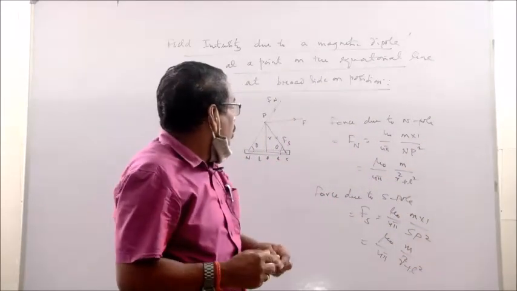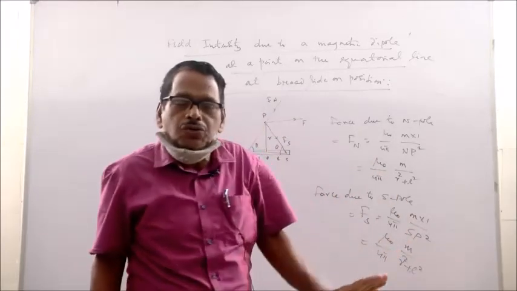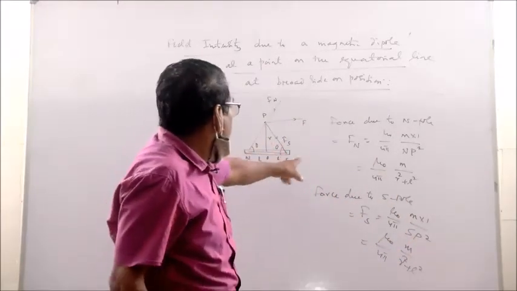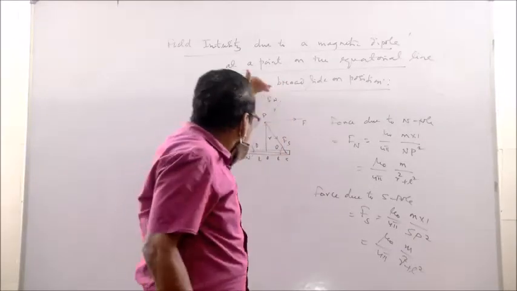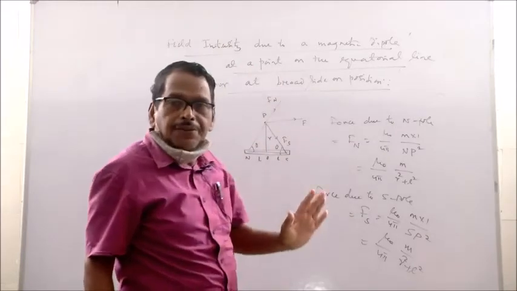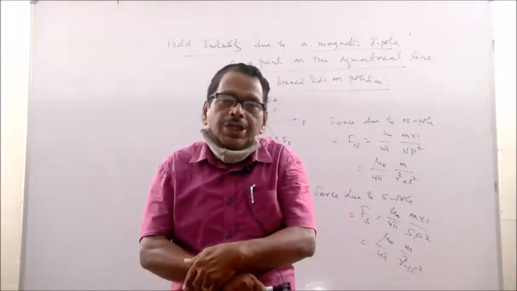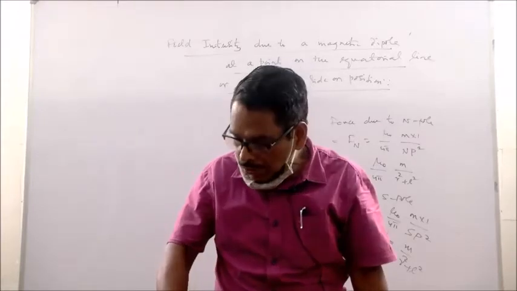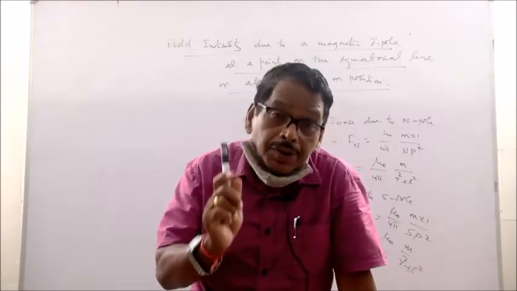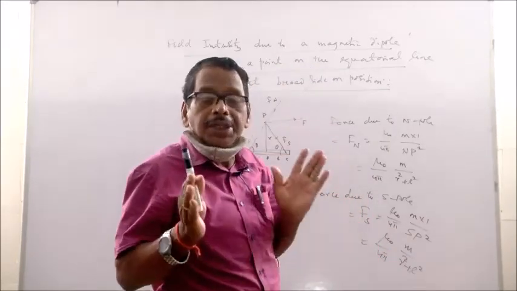Now we see that the force due to the north pole is the same in magnitude as the force due to the south pole. This force is directed outwards, this force is directed inwards, because this is a repulsive force and this is an attractive force. How to find out the resultant force? In this case, we cannot find the resultant as we did in the previous case, because the forces are not in the same direction.